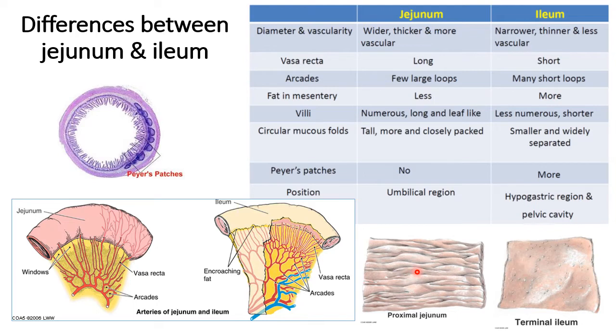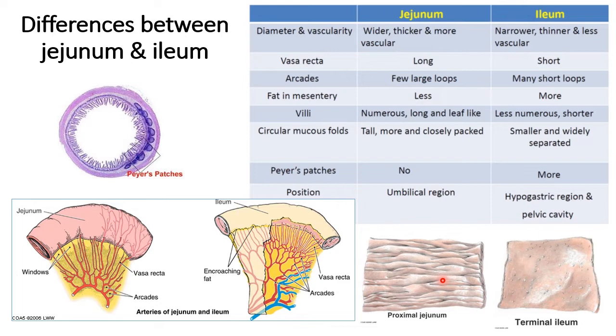The jejunum has more plica circularis, or circular mucosal folds. They are tall and closely packed in the jejunum, while in the ileum they are smaller and widely separated. So the inside wall of the ileum looks smoother than the inside wall of the jejunum.